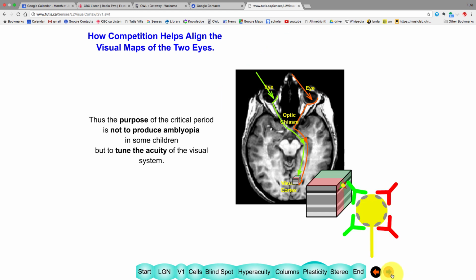So this process, this critical period that can produce amblyopia, has an ulterior motive. It has a purpose. It's trying to tune your visual system to all these little fine things, like to produce hyperacuity, because it's sensitive to these lines or particular orientations.